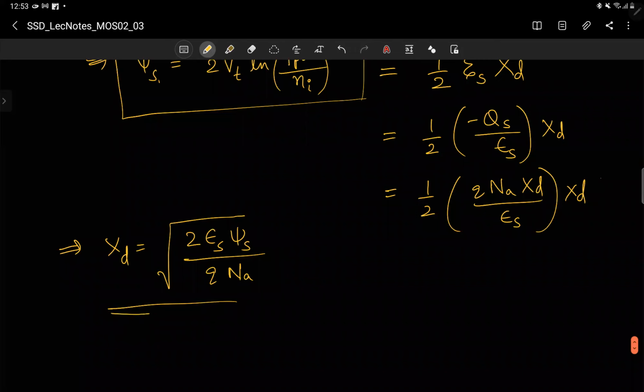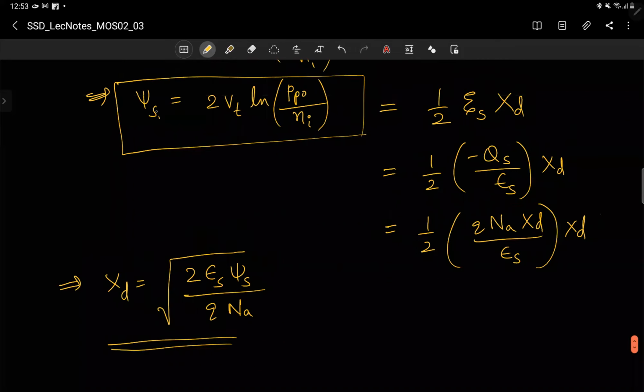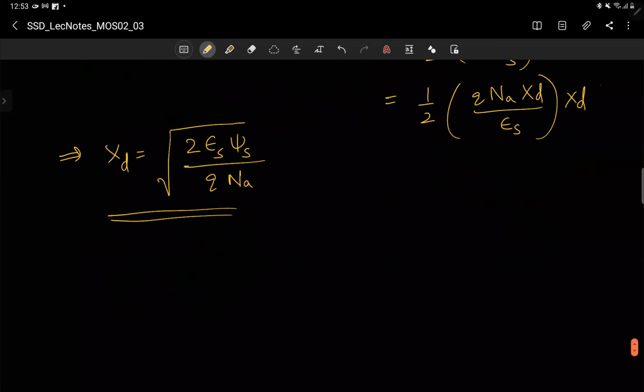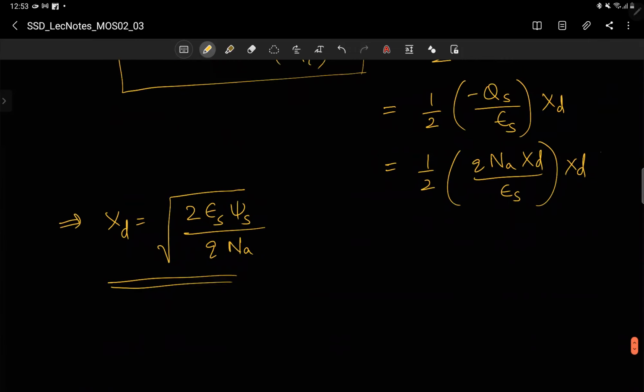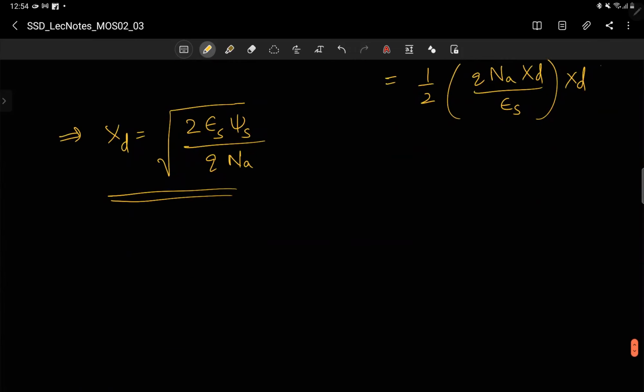Now we have got xd also. We have got psi s from the Boltzmann relation. This is already known. There is nothing that is unknown. Pp naught we know, which is nothing but Na. So this is known. xd also is now obtained. Now Es also is known. Epsilon ox also is known. Now the total potential drop is what we have to find out.